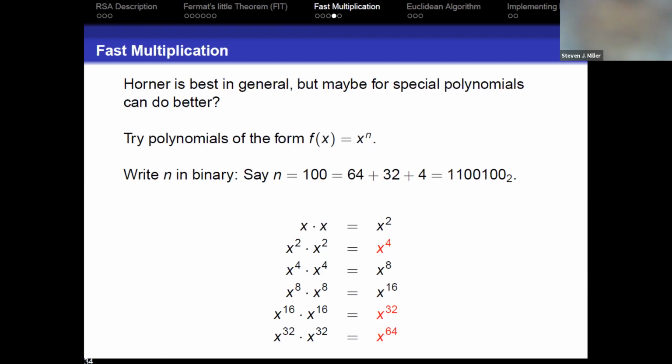How many multiplications does it cost me? 1, 2, 3, 4, 5, 6. It cost me 6 multiplications to get to x to the 64, 7 multiplications to get x to the 32, and then 8 multiplications to include the x to the 4. 8 multiplications. And again, the way you should look at this is it's not 8 versus 99.